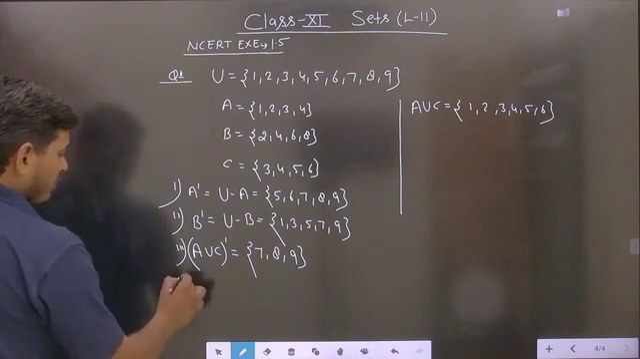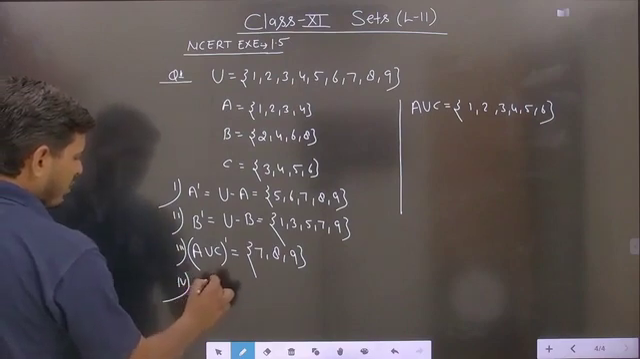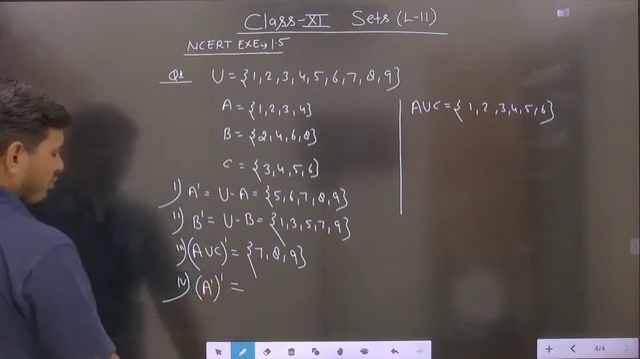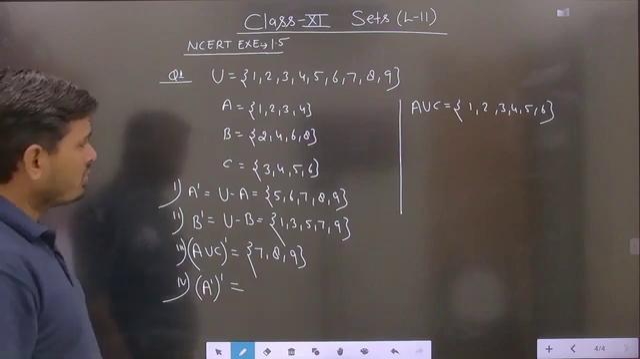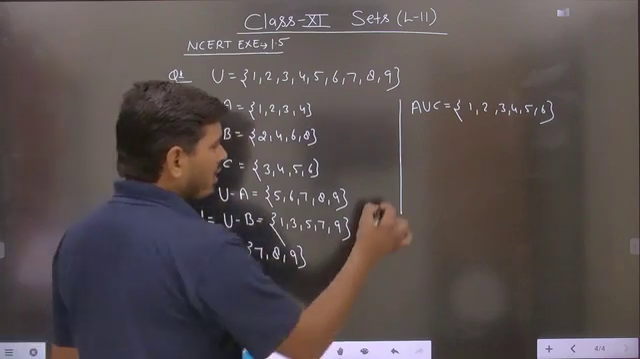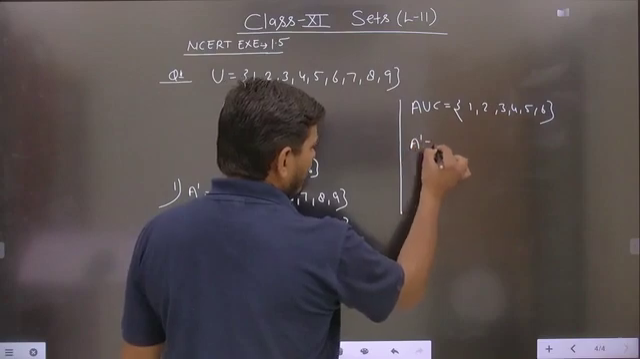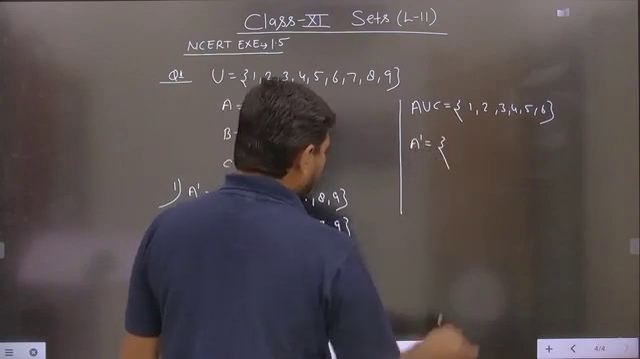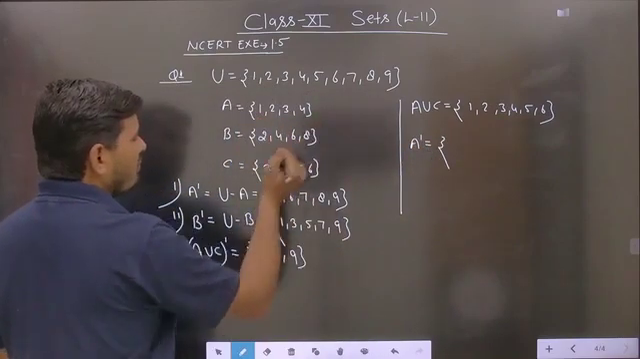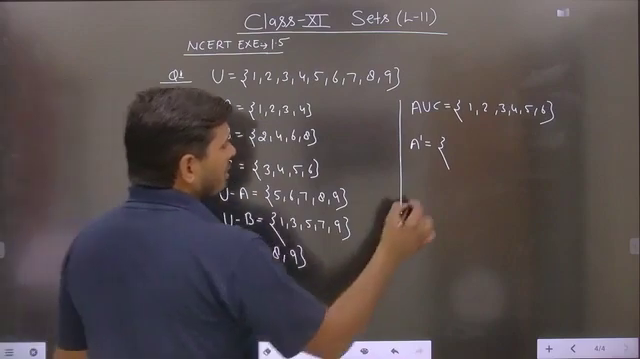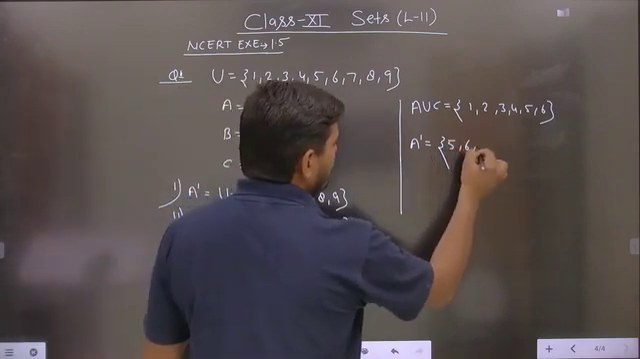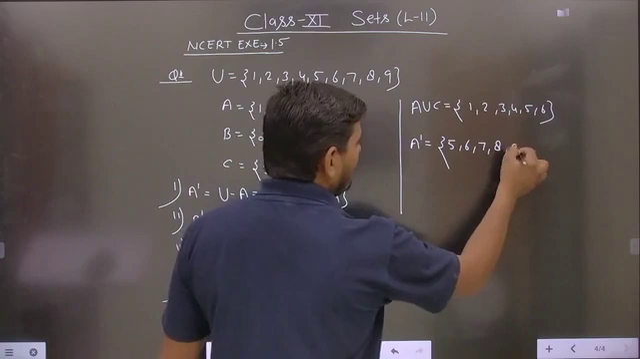Next, suppose we have to calculate (A dash) whole dash. Again we have to use the double complement theory. First of all, let us write A dash. A dash means all the elements of A will be subtracted from U. Then the answer is written as 5, 6, 7, 8, or 9.